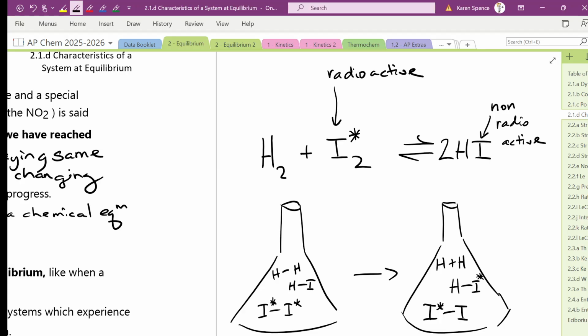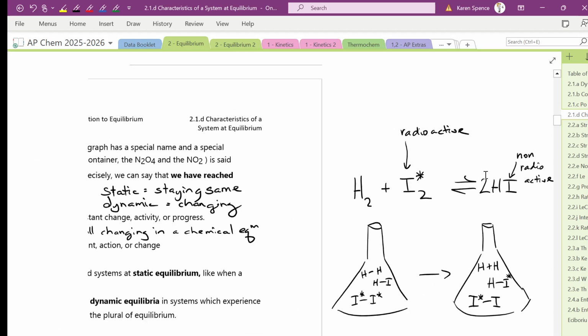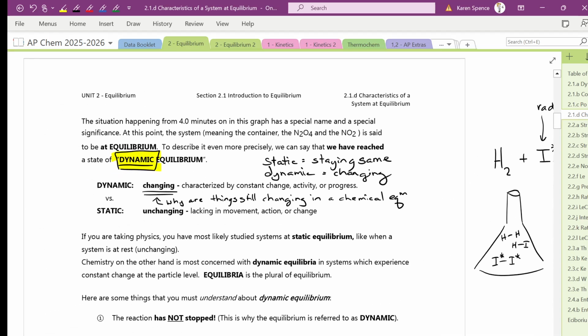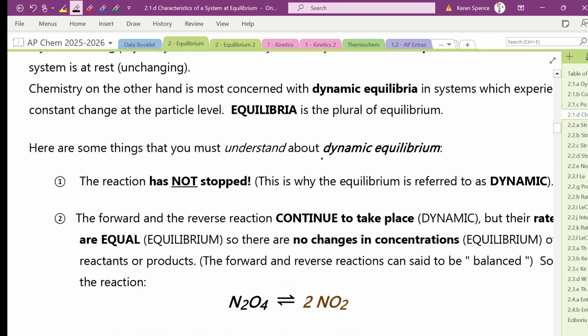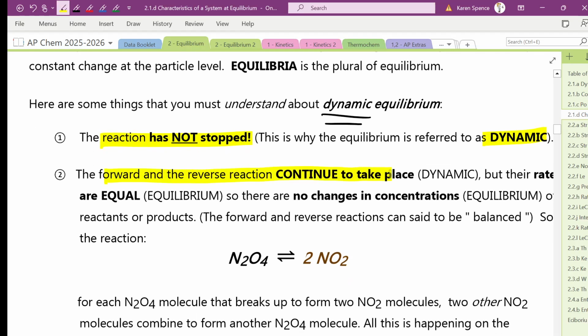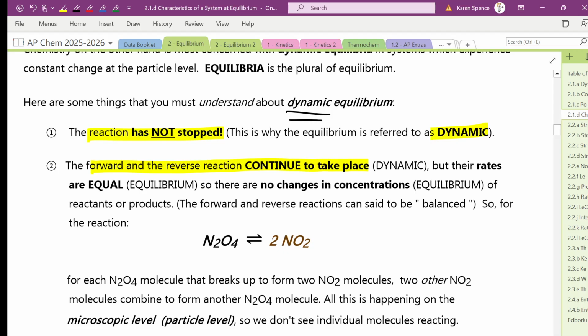Is that okay, Tony? Okay, cool. So that is a dynamic equilibrium because things are constantly changing. Particles are constantly switching partners. That's why it is dynamic, because the reaction has not stopped. The forward and reverse reaction continue to take place. But their rates are equal, so there will be no changes in concentration.